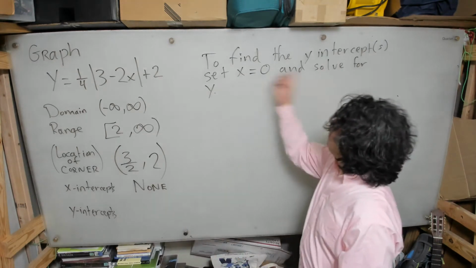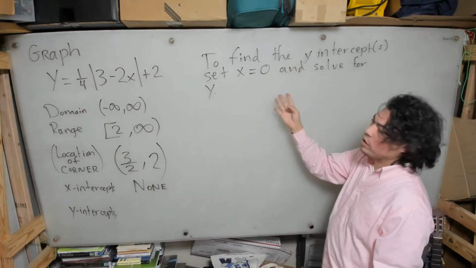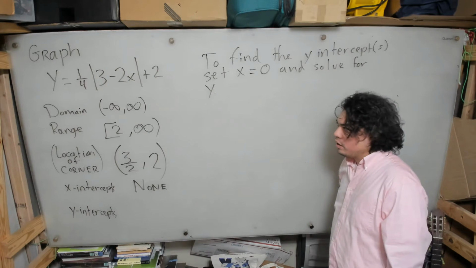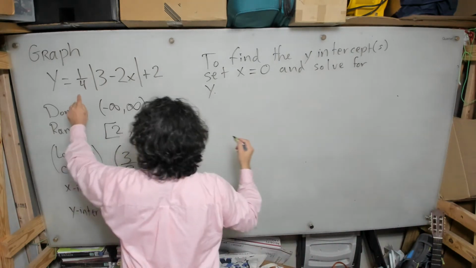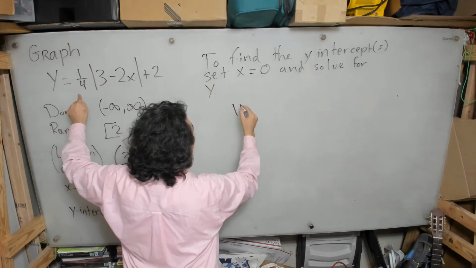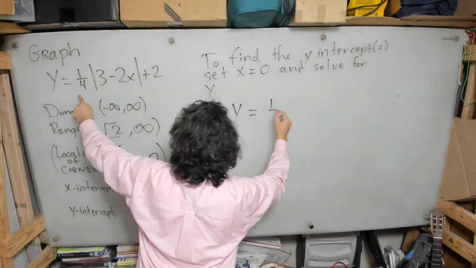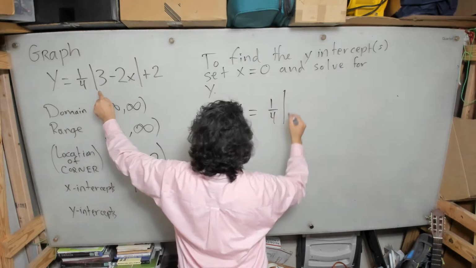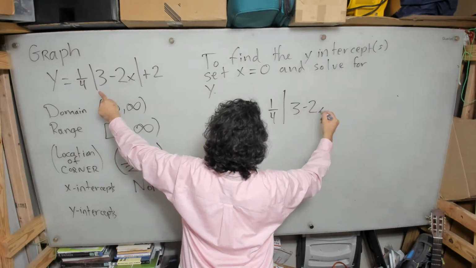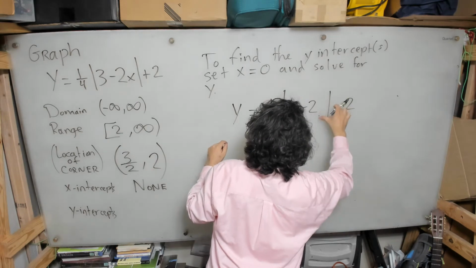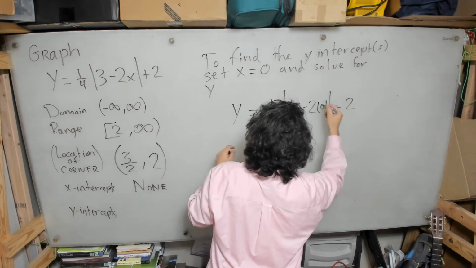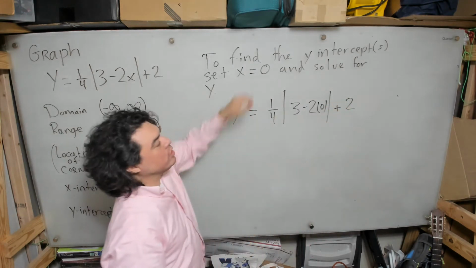Now, to find the y-intercept, we set x equals 0 and solve for y, okay? So if I set the x equals 0 here, I'm going to get the following situation. So y is equal to 1/4 absolute value of 3 minus 2x plus 2, where the x has been substituted with 0, right? Okay. Because we set x equal to 0 and solve for y.